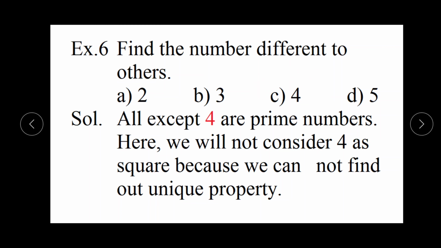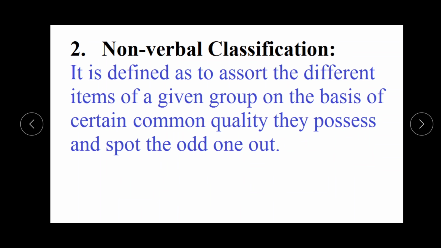Then 2, 3 and 5 are prime numbers. It means we can say that 4 is not a prime number, while 2, 3 and 5 are prime numbers. This is the common property in these three. It means 4 is the classified number, not on the basis of a square number, but on the basis of prime numbers.